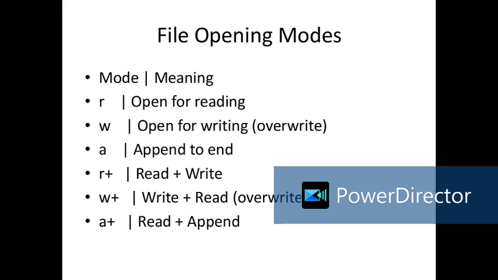Use cases. Use r when reading a config file. Use w when creating a fresh log file. Use a for appending new data like chat logs. Interactive challenge: ask, if I want to keep adding data to a file without losing existing content, which mode should I use?